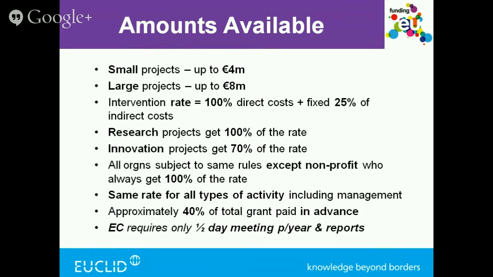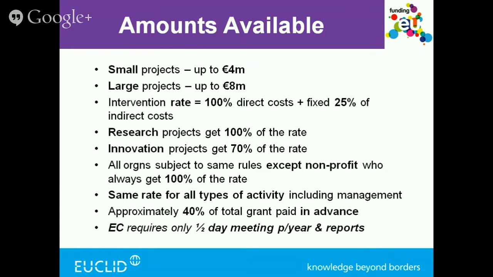All organizations are subject to the same rules except non-profits, who always get 100%. So actually, in most cultural organizations, you could apply for 100% anyway. So ignore all that stuff about 70%. Of course, if you're a non-profit organization, you can get 100%. It's the same rate for all types of activity within the project, including management costs. So it's not as if you get 100% for the scientists working in the lab and only a little less for the secretaries and the administrators who are making it happen or helping to make it happen. You actually get the same rate for everything. So again, I think it's generous.